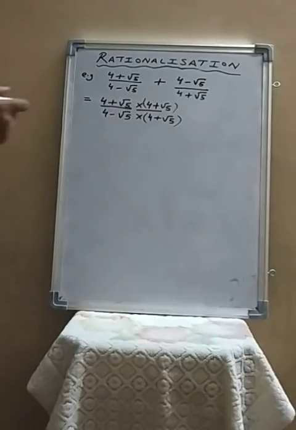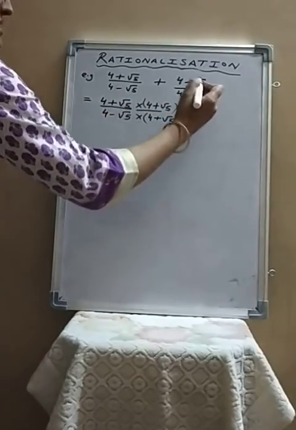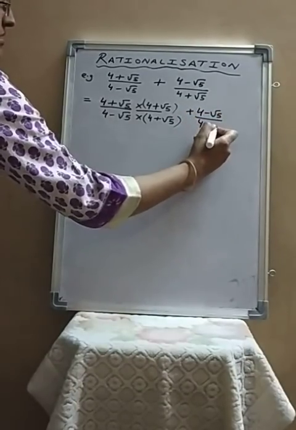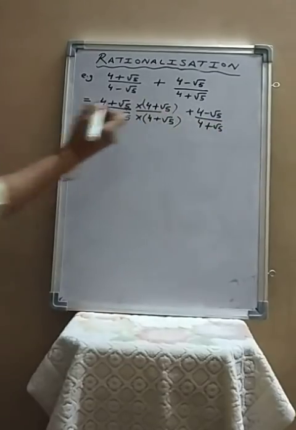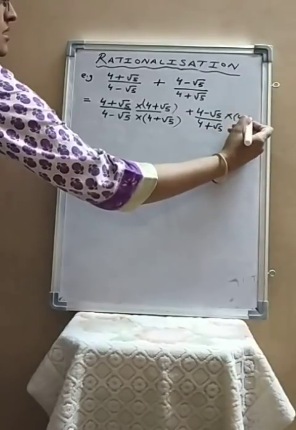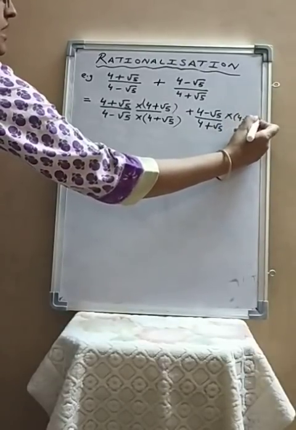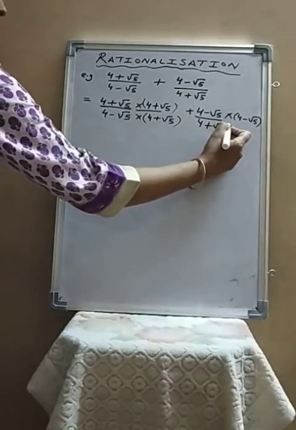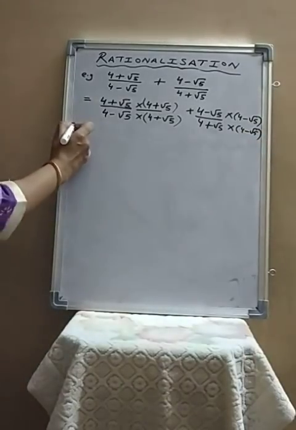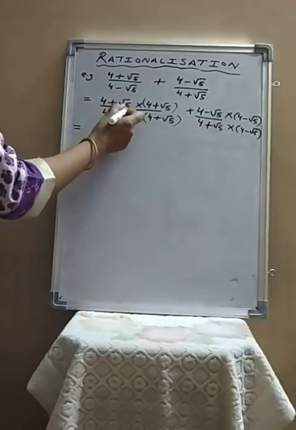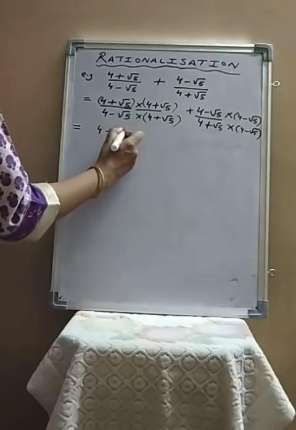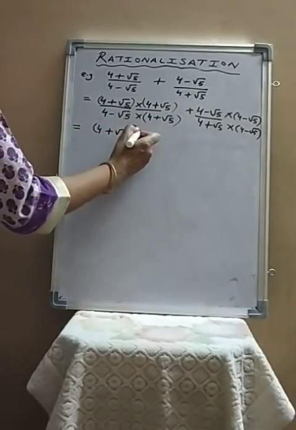Similarly, for the second term also, we have to take the rationalizing factor, which is different. Here we have a plus sign, so we will take a negative sign here. So we have to rationalize it by 4 minus root 5. Now this is 4 plus root 5, 4 plus root 5 whole square.